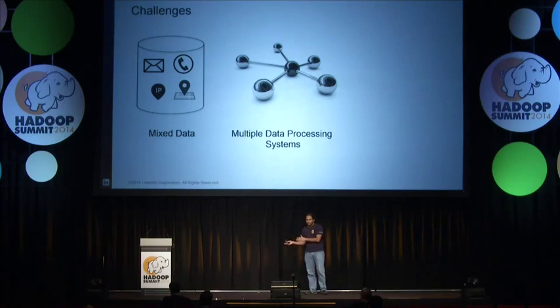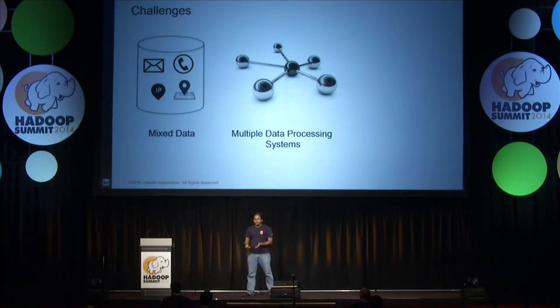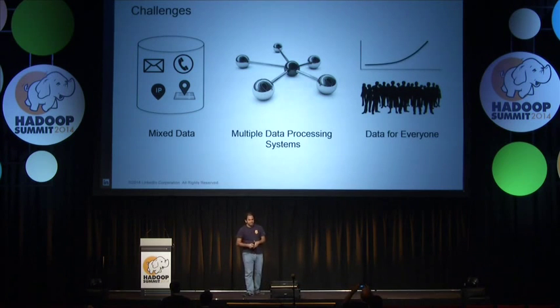And you have multiple data processing systems. For example, we use Kafka, we use Samza, people use Storm, and other systems that may or may not coexist with Hadoop. So whatever system you come up with should be able to integrate with other systems.